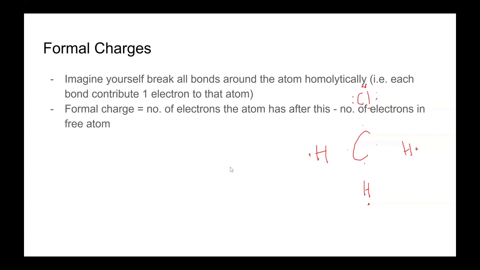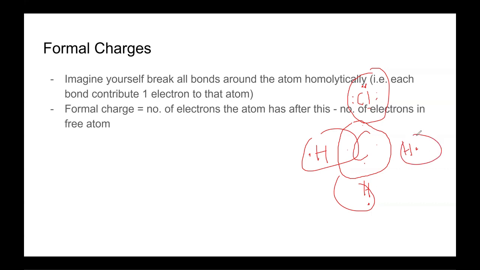So the formal charge is just the number of electrons the atom has after this imaginary bond breaking process minus the number of electrons in a free atom. The number of electrons in a free carbon atom is 4 because carbon is located in group 14 of the periodic table. So it usually has four valence electrons, and after you break all the bonds homolytically, it still has 4. So the formal charge of carbon is 0. And the same goes for chlorine. Used to have 7, now still have 7. So its formal charge is 0. The same goes for the 3 hydrogen atoms here.